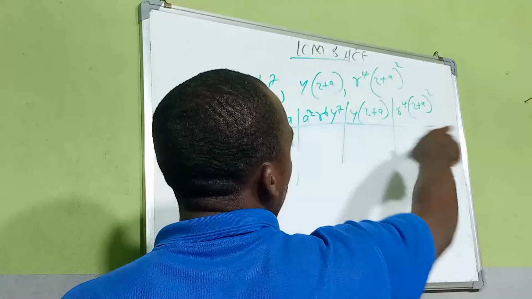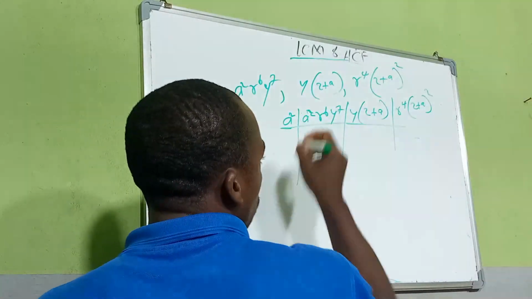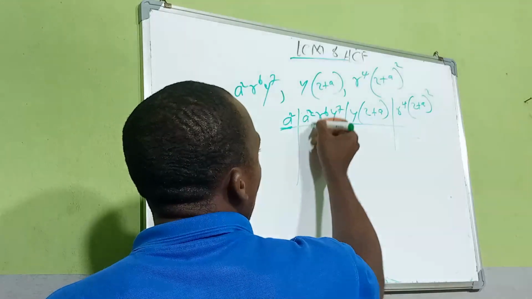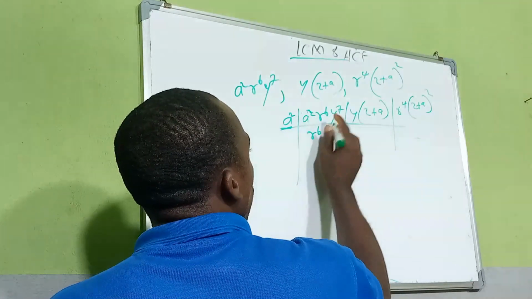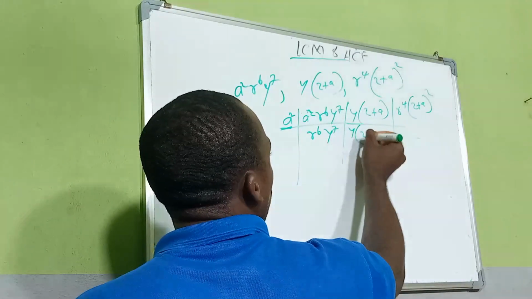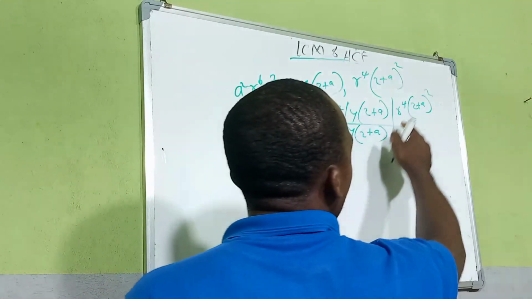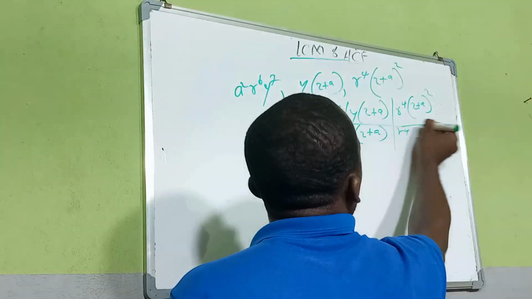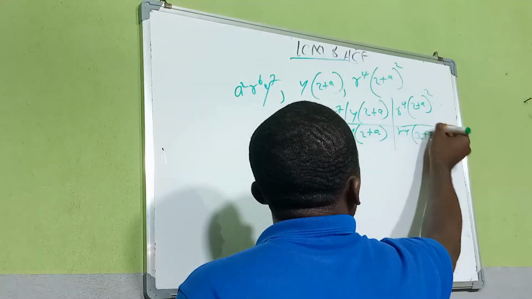Since there is no A, let me just use A squared directly. So we have A raised to power 2. Then here we have R raised to power 6, then Y raised to power 7. Then here we have Y open bracket 2 plus A. Then here we have R raised to power 4, then open bracket 2 plus A.